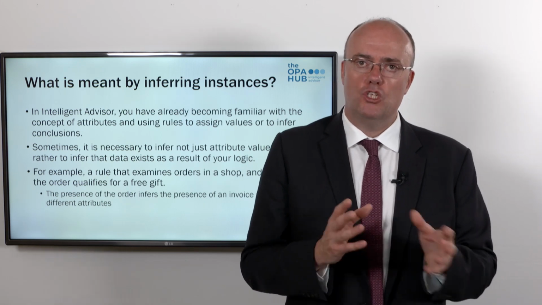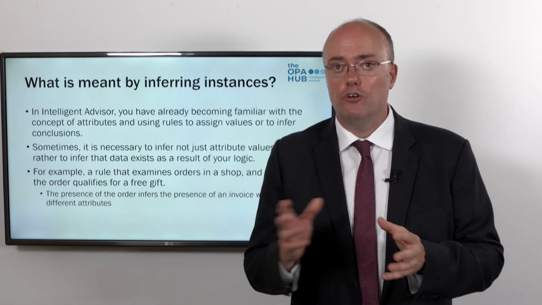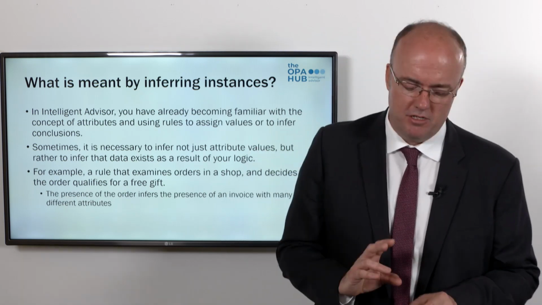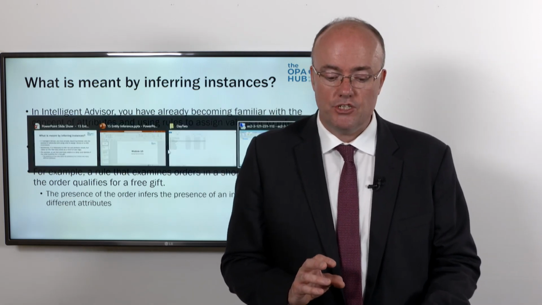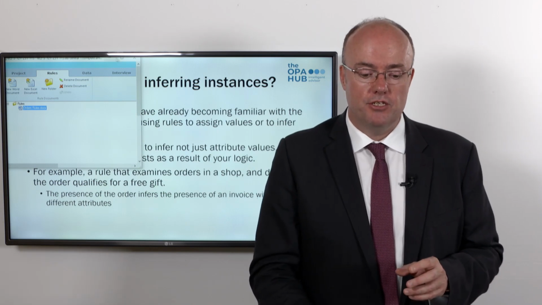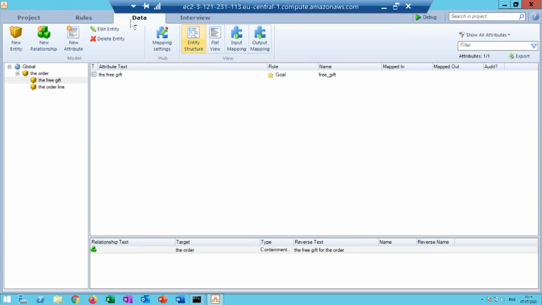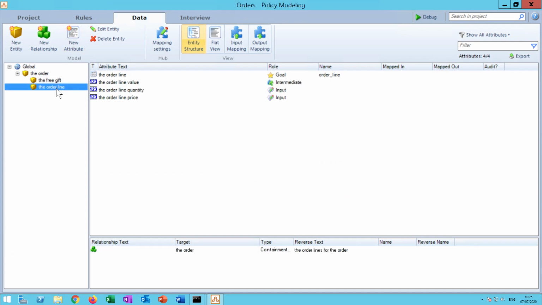And hopefully with a short demo now and a longer demo at the end of the module, this will make a lot more sense. In this one, we're going to start with something really simple. We're actually going to go back to the concept I just mentioned, the idea of having a model that contains the order, the order line, and the free gift.